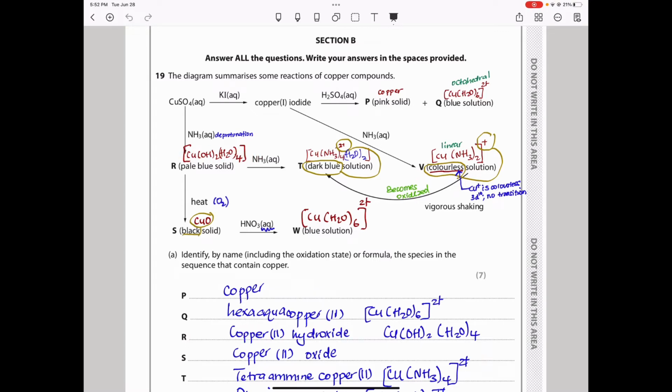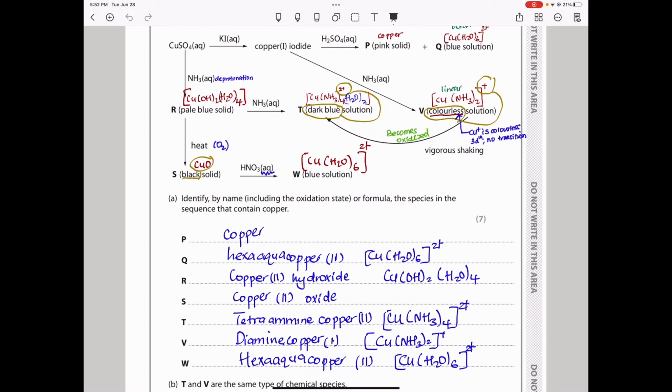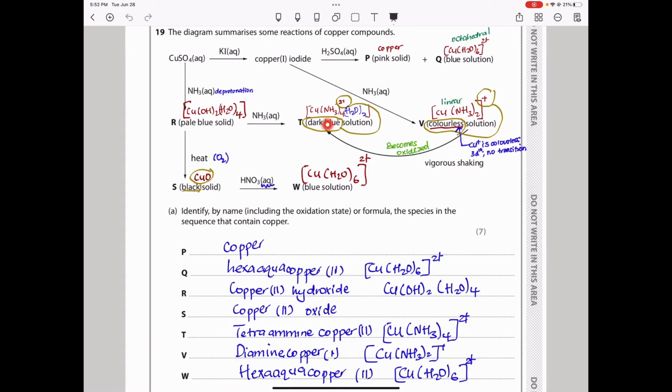And then we go to S. S is the black solid, that is guaranteed to be copper 2 oxide. And then T, let me see T here. This reaction here is going to give away what T is. This is a ligand substitution reaction, so it should be tetraammine copper 2. And then V, let's see here, copper 1 iodide reacts with ammonia, it is still copper 1. So it should be, of course, diammine copper 1, which we have here.